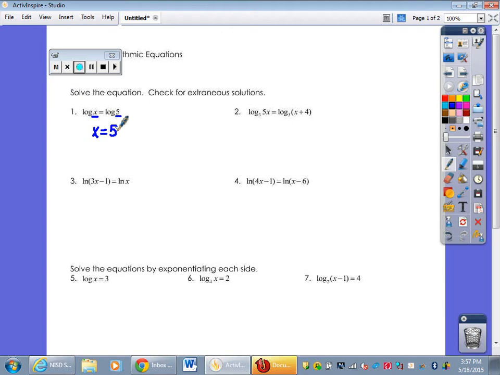And so if we have that x is equal to 5, we have to check for extraneous solutions, which if we do log 5 in the calculator, it's going to be equal to log 5 in the calculator. So that means x equals 5 would be the correct answer.